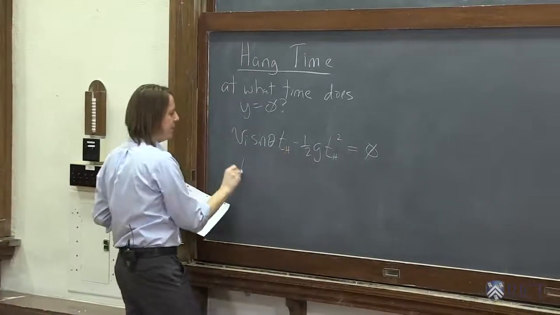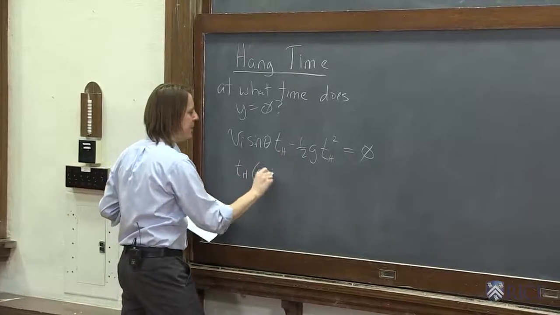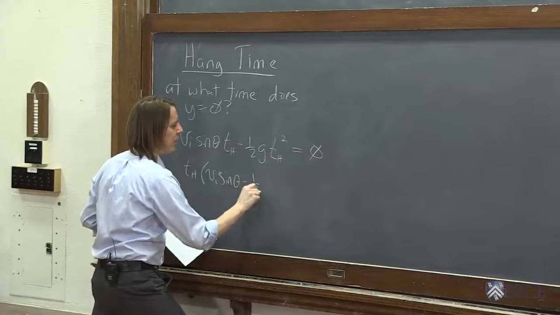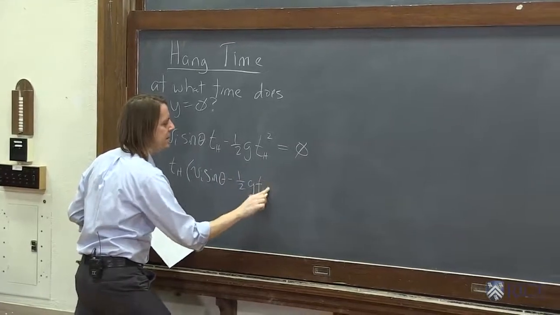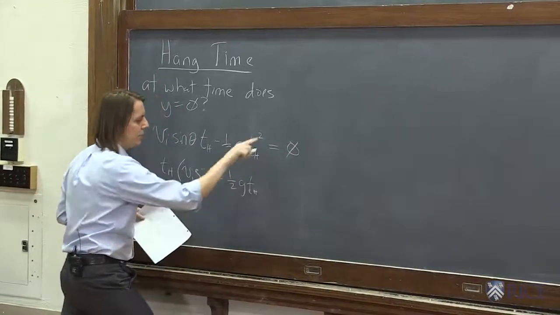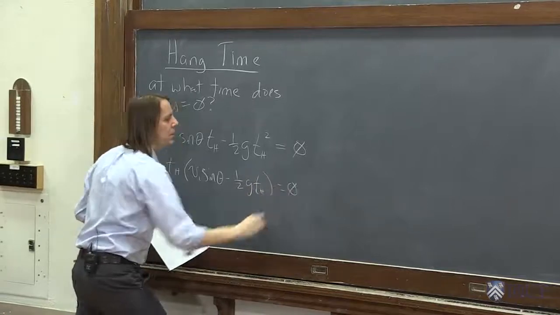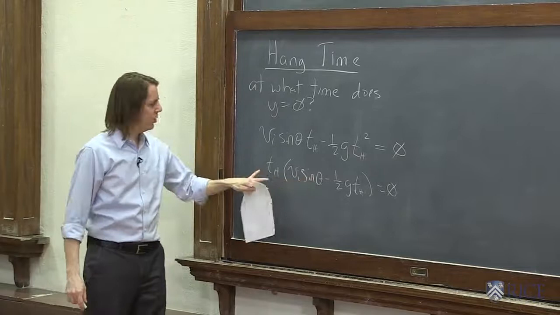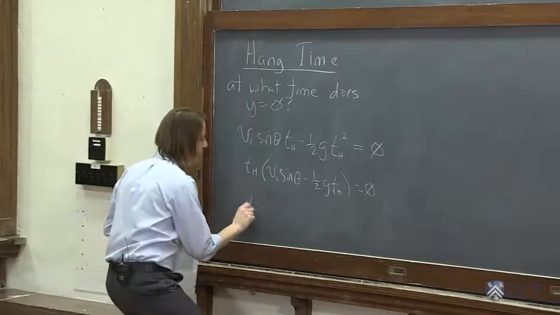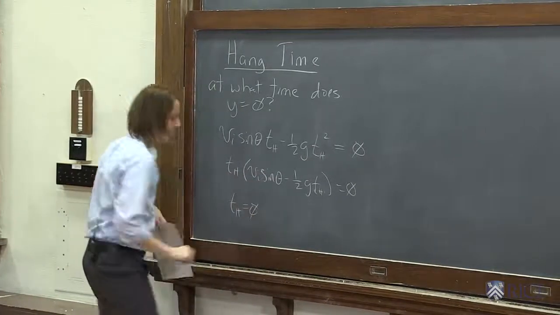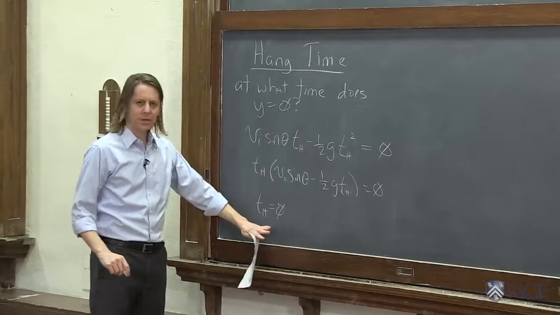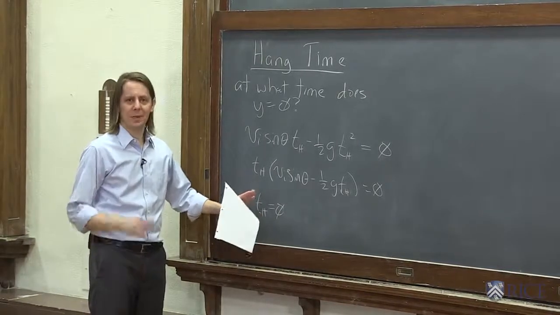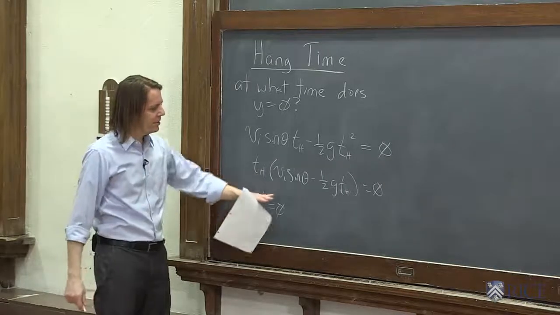So you'd probably factor it. So th times vi sine theta minus 1/2 g th, right? Because it was squared, so you pulled one out, equals 0. And if we want to solve this for th, well, one solution is if th equals 0. But that's not the hang time. Did it give us an incorrect solution? No. At time equals 0, the y position was 0. That's the beginning of the trajectory. This is the one we care about.